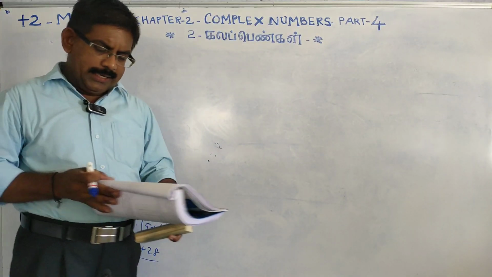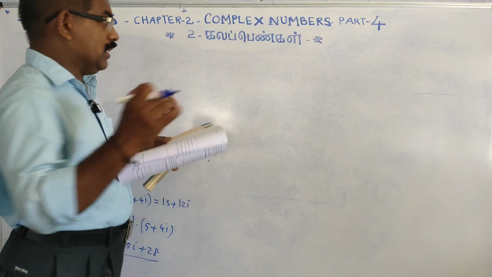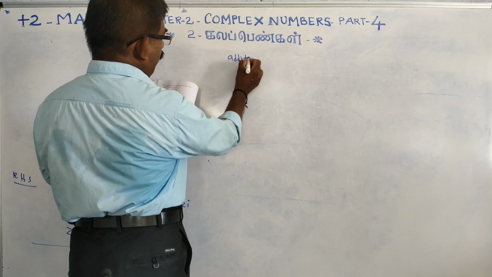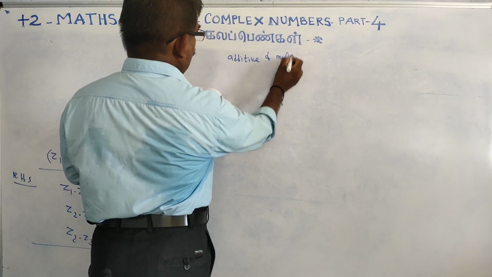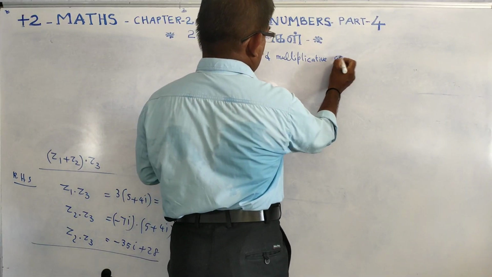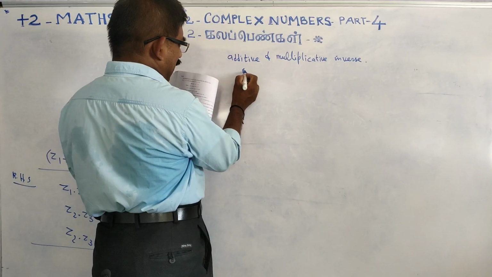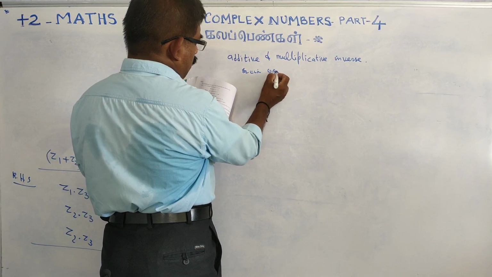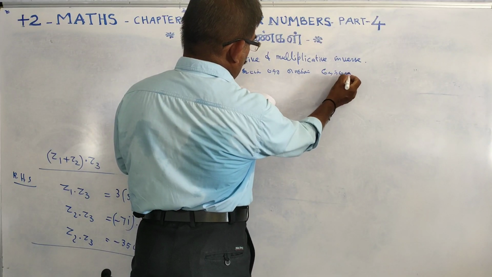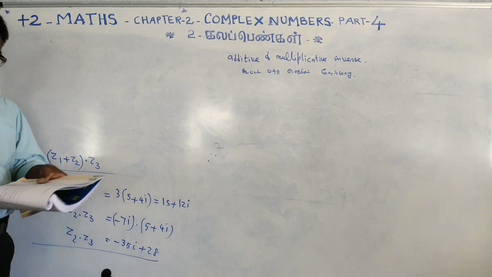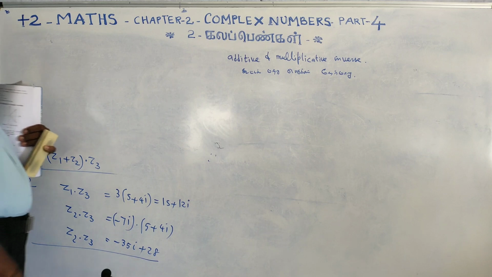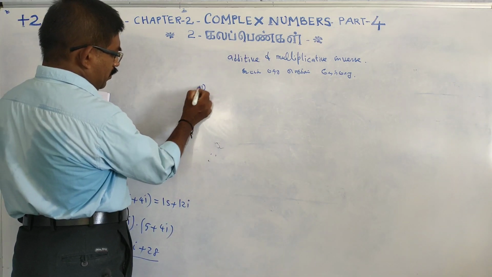Now we see additive inverse, multiplicative inverse. How can we? Additive inverse, additive and multiplicative inverse. கூட்டல் மற்றும் பெருக்கல் நேர்மாறு. Okay, additive and multiplicative inverse. How can we?